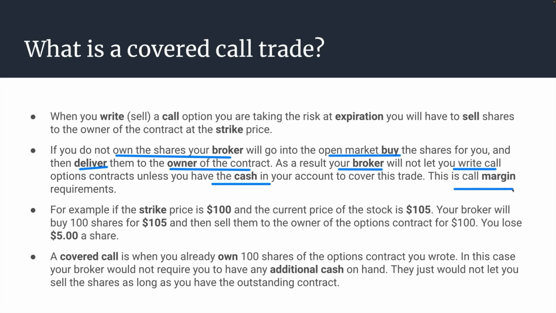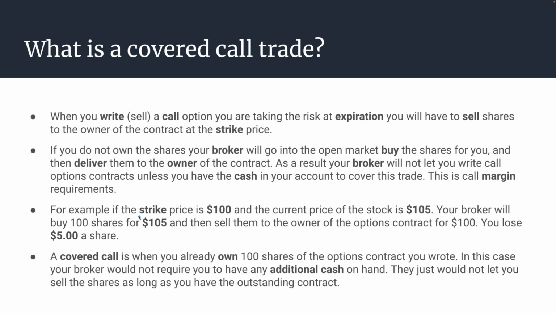This is called a margin requirement. The broker requires you to keep that cash on the sidelines so when the option expires, they can use that cash to go in the open market and buy the shares and then deliver them to the owner of the options contract. Of course, if the options contract expires worthless, the margin requirement is removed and then the cash in your account goes back into your balance that you can use for any future trades.